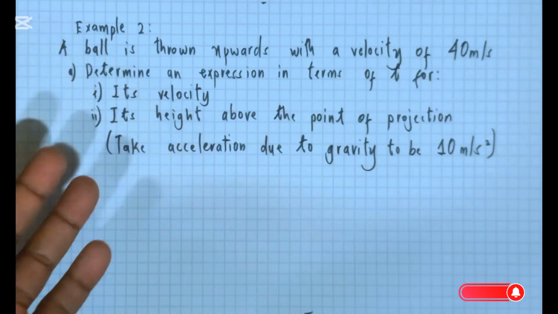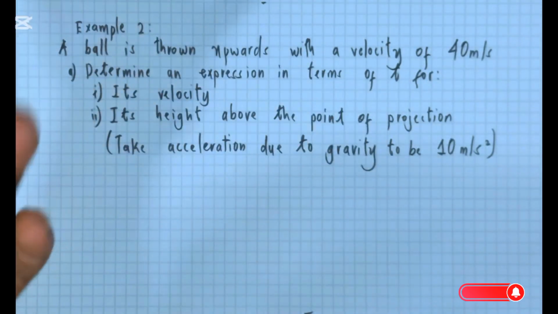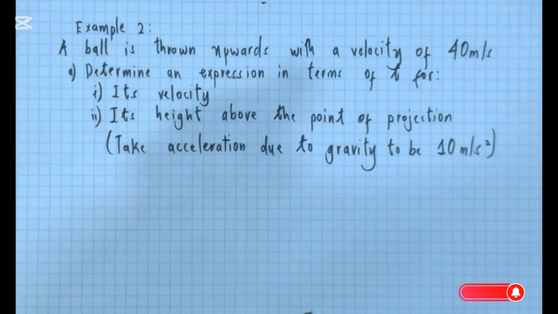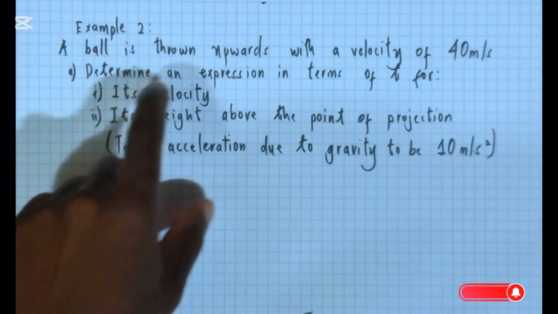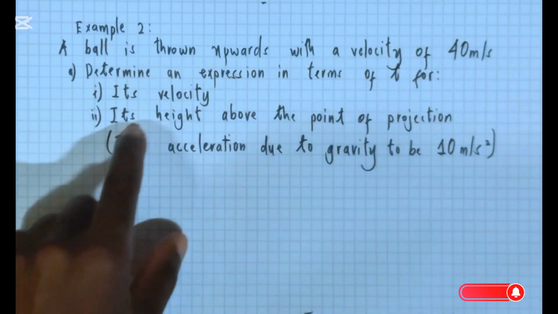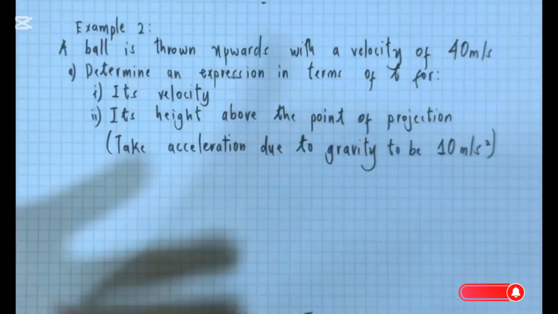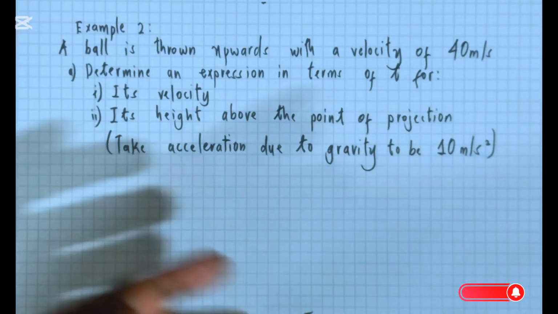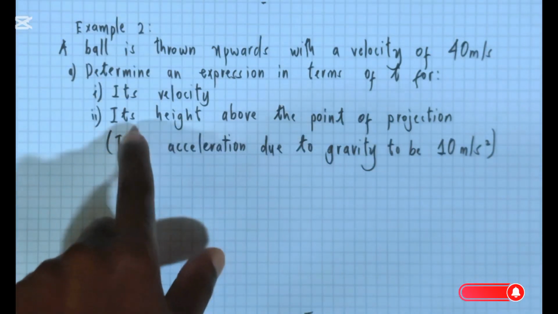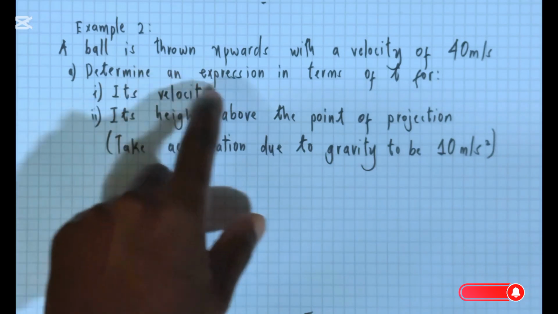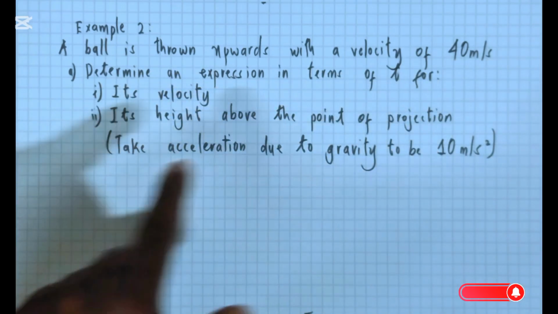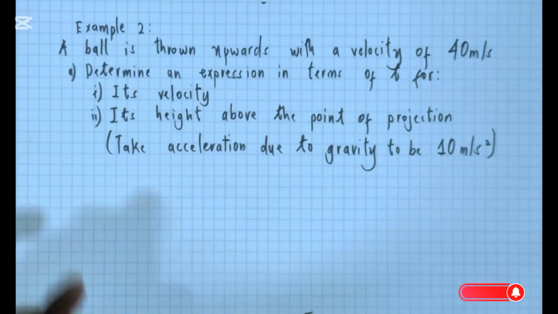So the ball has been thrown upward with a velocity of 40 meters per second. That is what we know, and we're supposed to find its velocity. Then we are also supposed to find the expression in terms of t for its height above the point of projection. So at that point, when it's just about to be released into the space that it's being thrown into, what is the expression describing that movement in terms of t? That's the displacement.